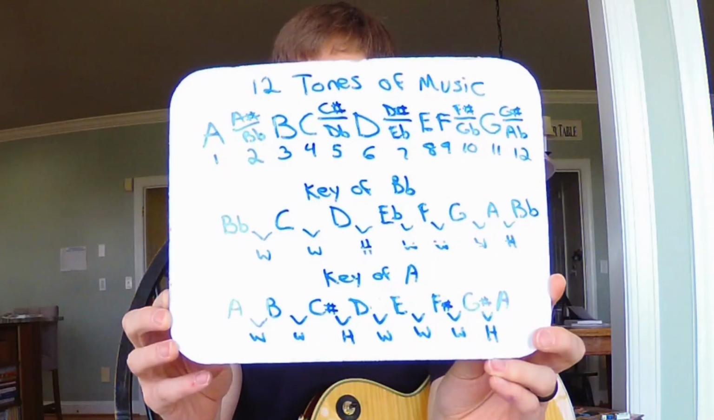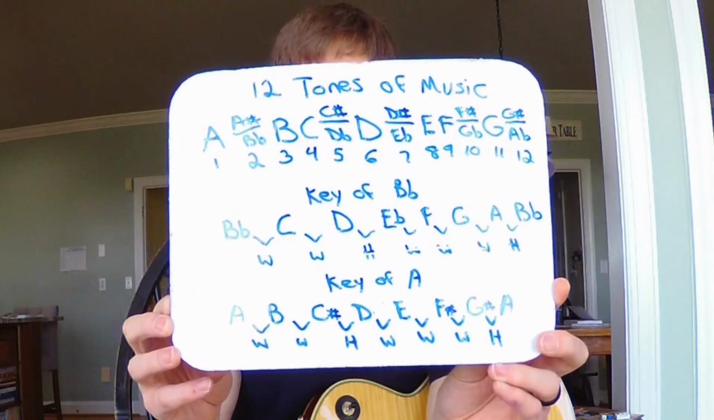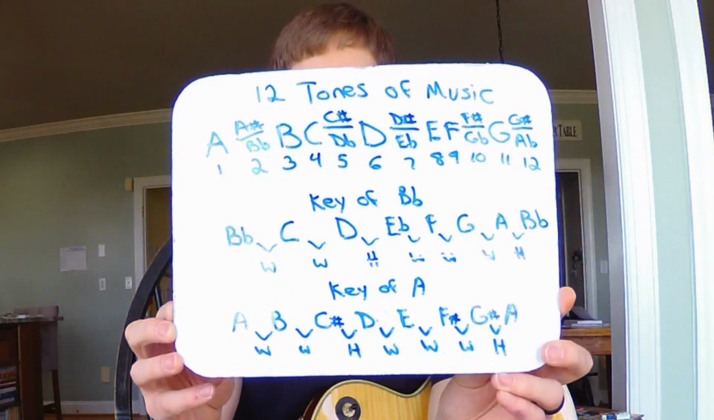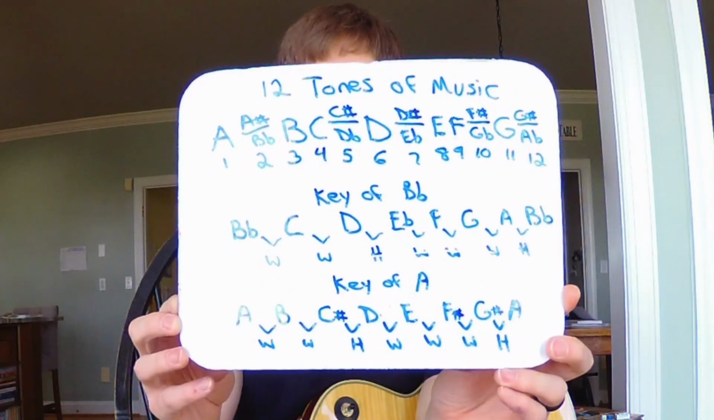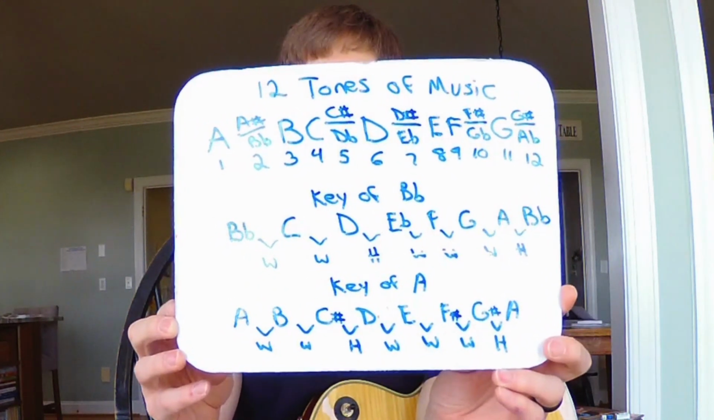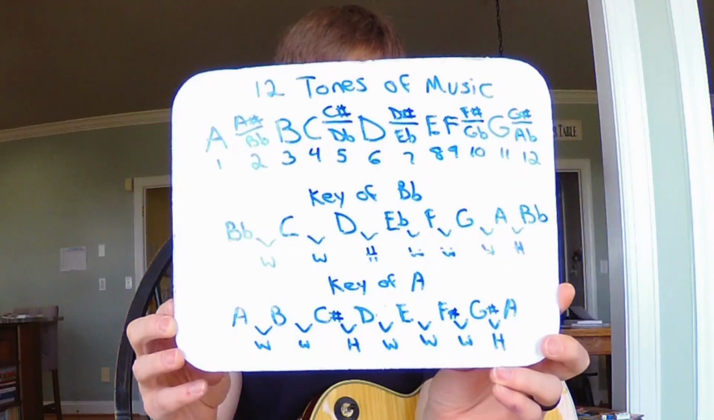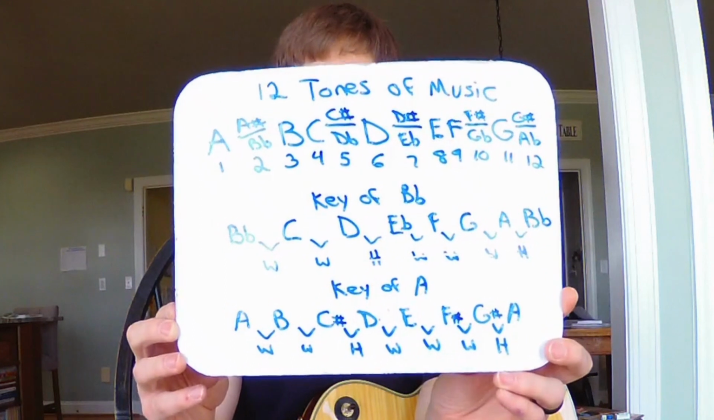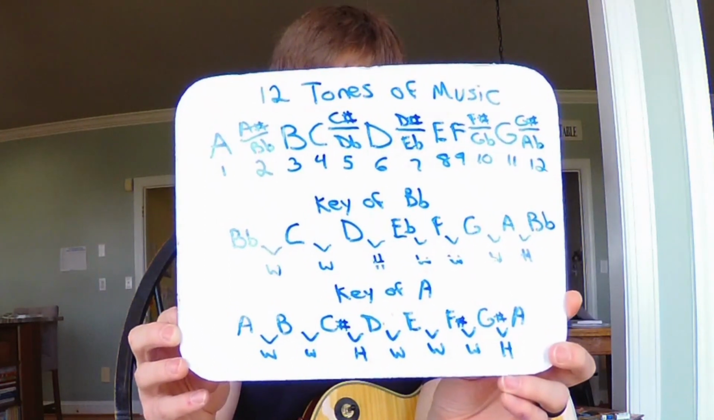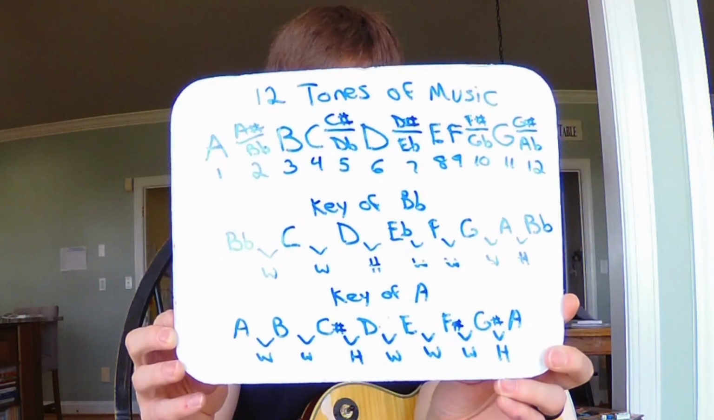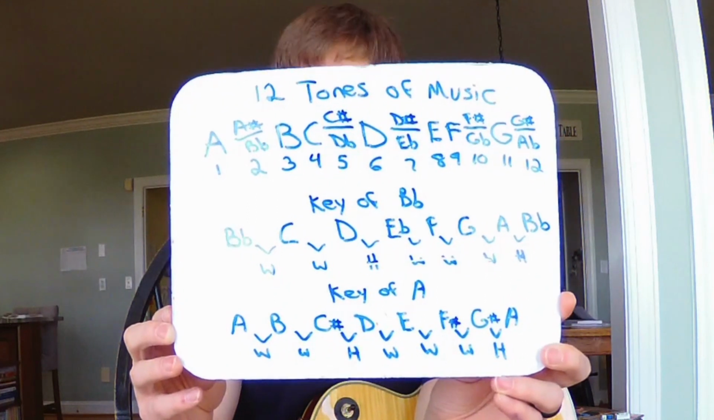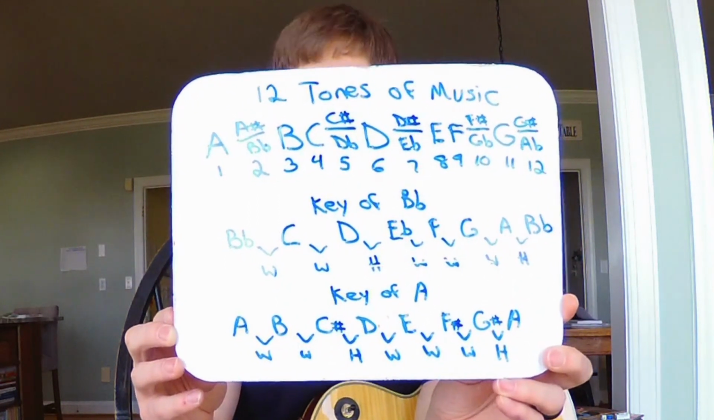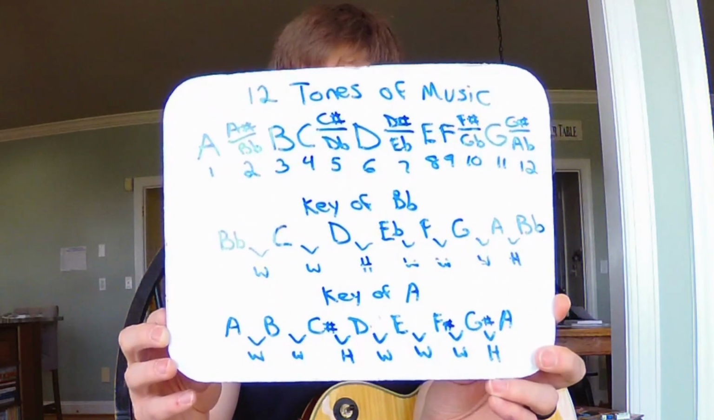So we have A, B, C, D, E, F, G, and those are the natural notes, and then in between them is where we find our sharp and flat notes. Now notice that B to C, E to F, they're right next to each other, and that's because they are half steps. So there's no extra space in between, there's no extra tone in between them. So you go right from B to C, right from E to F, and so forth. F to E, C to B.